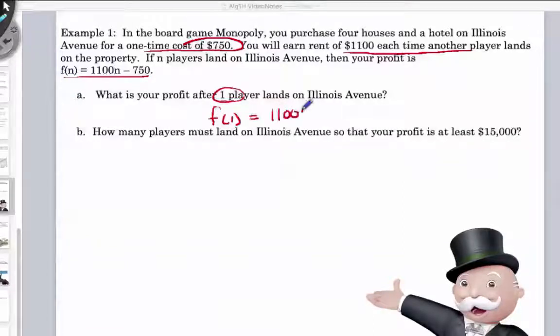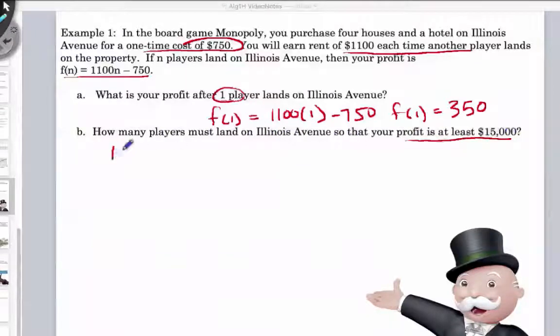Well, that can be found by substituting the value of 1 into the function for the profit. 1100 times 1 minus 750. That results in $350. Now the second part of this equation asks how many players must land on this property in order for you to clear at least $15,000. So I'm going to underline the word at least because that implies the profit needs to be greater than or equal to 15,000. So 15,000 is less than or equal to 1100n minus 750.